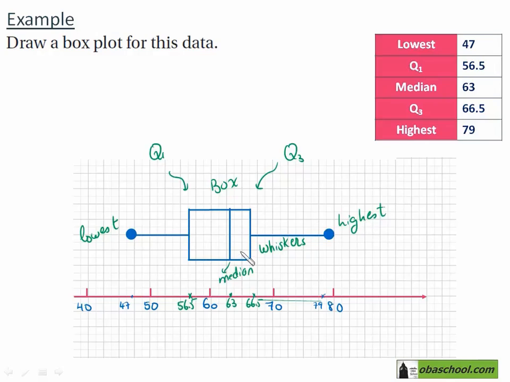Now, you can quickly notice that there's a cluster in Q3 since it's only between 63 and 66.5. So the range of the data within Q3 is very limited, unlike Q1, which is more relaxed. They are not clustered, they're more distributed since it's between 56.5 and 63. Now this is basically how you can draw a box plot, and in the upcoming tutorials we will learn how we can analyze the box plot.